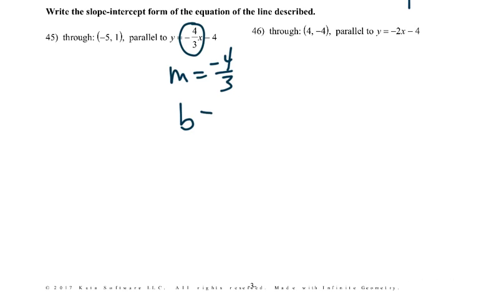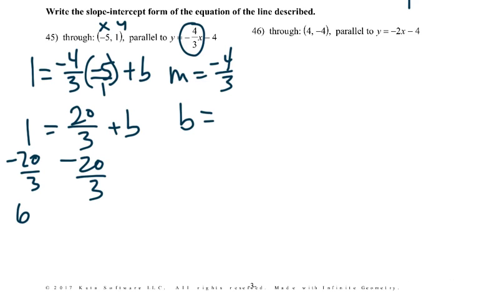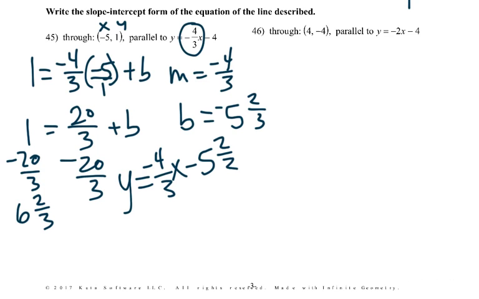Okay? The y-intercept, we use this x and this y to figure it out. So, negative 5 and negative 4, positive 20 over 3. Subtract that, which that would be what, 6 2/3. So 1 minus 6 2/3 would give us negative 5 2/3. So y equals negative 4/3 x minus 5 2/3.